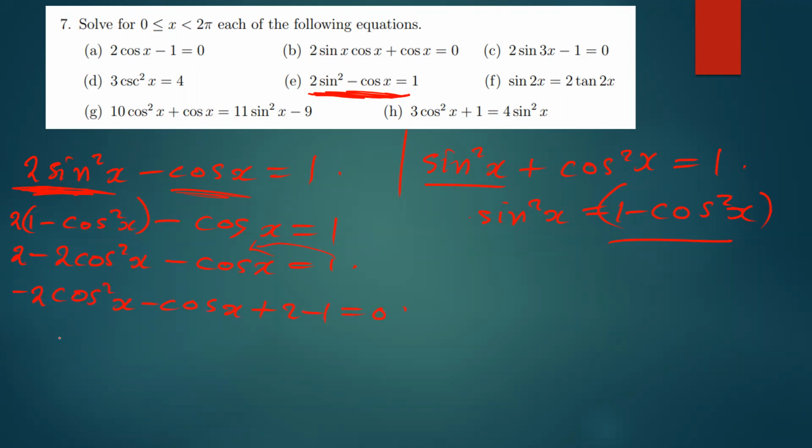Before we divide, let me just write the equation properly. So we have negative 2 cos squared x minus cos x. Then we have 2 minus 1, the answer is 1. So we have plus 1 is equal to 0. If you want, you can divide everything by negative 1, so that you have 2 cos squared x plus cos x minus 1 is equal to 0. Or you can just solve it the way it is, which is even better.